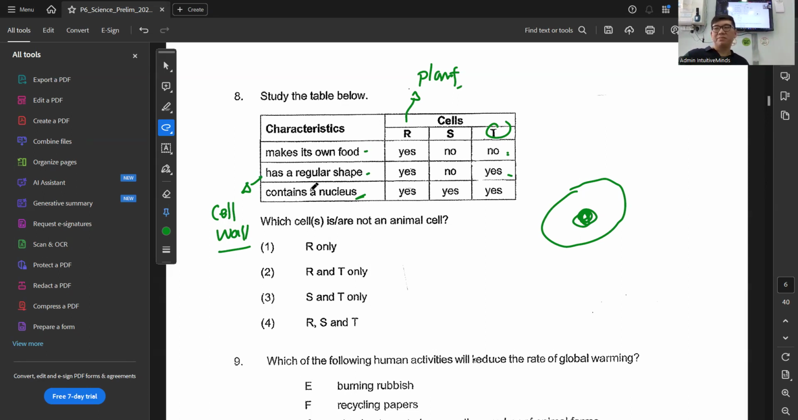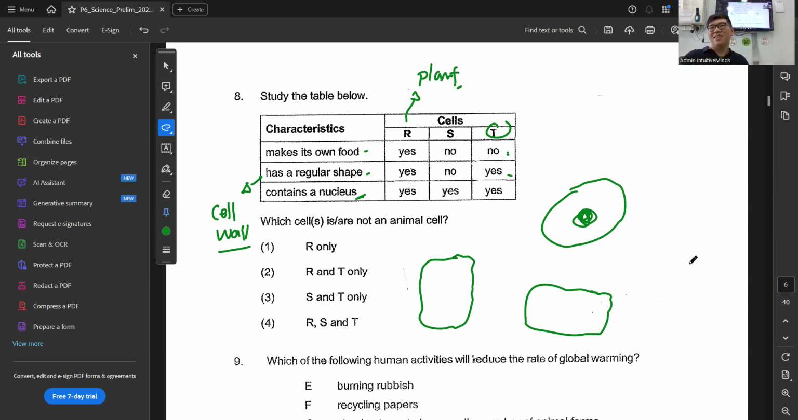What is regular shape? Regular shape is like that. Rectangular-ish. Okay, when you touch the plant, right, it's hard. The leaves are hard. The stems are hard. What makes it hard? Regular shape.